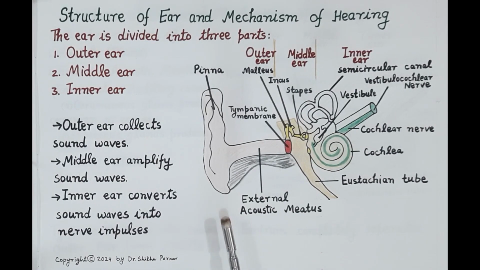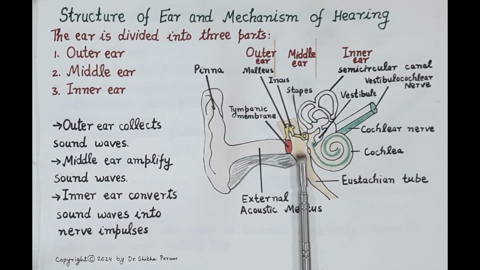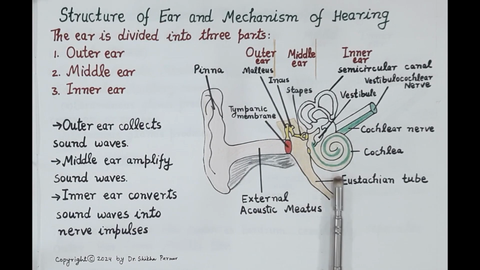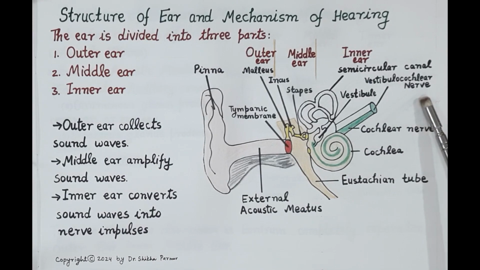Now very important, outer ear collects the sound waves, then middle ear amplifies the sound waves, and inner ear converts the sound waves into nerve impulses, and nerve impulses are carried to the brain by the vestibulocochlear nerve, and this makes us hear the sound.